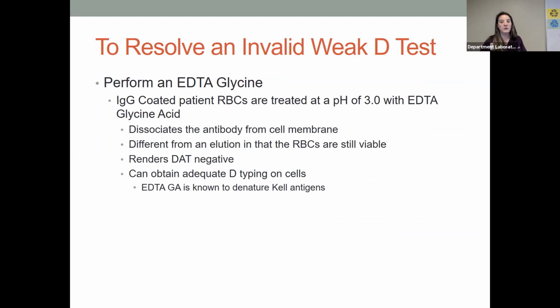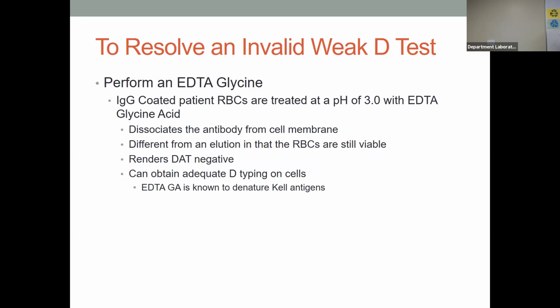All right, if you have an invalid weak D test, there's a treatment that we can do in blood bank. It's called the EDTA glycine test. It's very similar to an elution, except, if you remember when I talked about an elution, I said the red cells were no longer viable because most elution processes destroy the red cells. All right, they lyse the red cells in some manner, whether they're using acid or heat treatment. This does not lyse the cells. It dissociates using a very low pH. It dissociates the antibody from the antigen. All right, so whatever's causing that RH control to be positive in our weak D testing, we can pull off that antibody. And now we have viable red cells that we can get a valid RH type on.